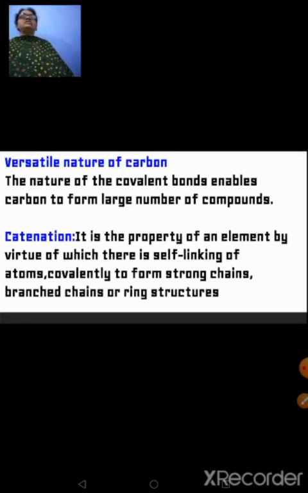Now what is catenation? Carbon can form long chains with other carbon atoms. It can link itself with other carbon atoms, forming long chains. These chains can be straight in pattern, they can be branched, they can be ring-like in structure. Those things we'll study in detail. So catenation is a property of an element by virtue of which there is self-linking of atoms covalently. Covalently means sharing of electrons to form strong chains. And these can be straight chains, branched chains or ring structures.